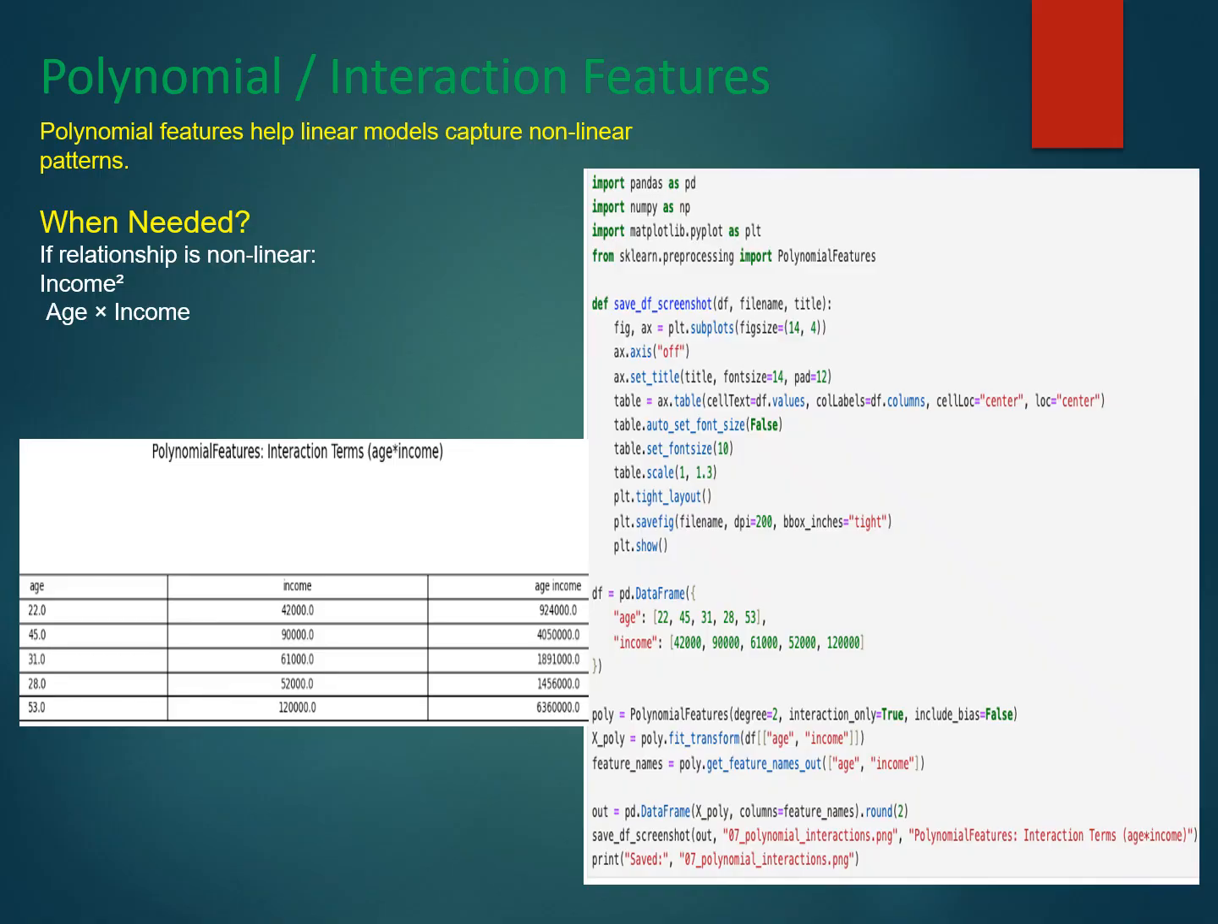Polynomial/interaction features. Next, we look at polynomial and interaction features. Polynomial features help linear models capture nonlinear patterns. For example, if the relationship between income and target is curved, we may include income squared. Interaction features like age multiplied by income allow the model to capture combined effects. These techniques are especially useful when working with linear regression models that cannot automatically learn nonlinear relationships.